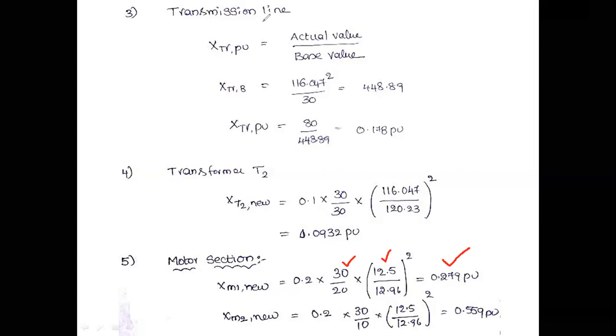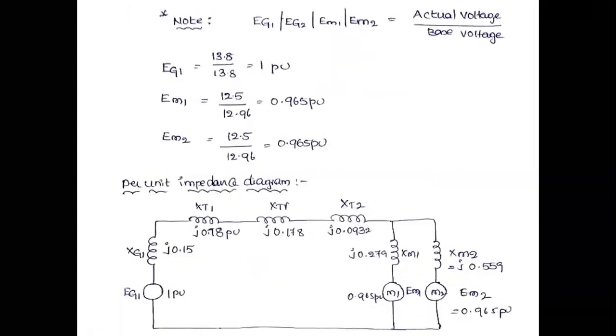So after obtaining all these per unit reactances or per unit impedances, the problem has not been completed yet. Now we are going to determine, or express, the values or the rating of the voltage of generator 1, motor 1 and motor 2. For that, you are going to consider a note here.